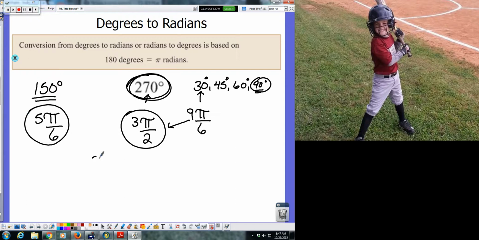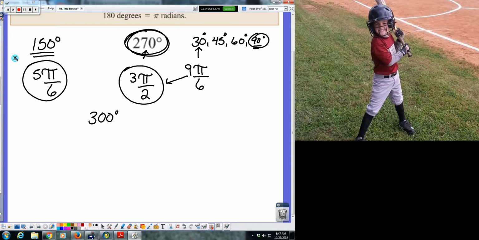Let's do 300 degrees, because two different people might work this two different ways. Daniel, which one of those will divide into 300 degrees? 60. That would be pi divided by 3, right? Daniel, how many 60s is this? 5. 5 pi over 3.